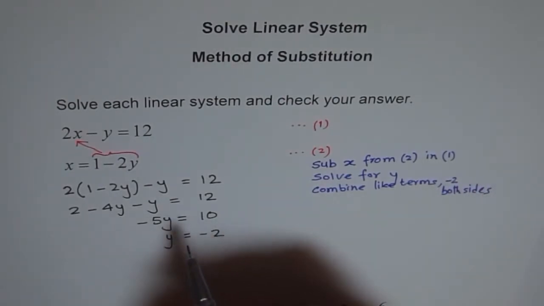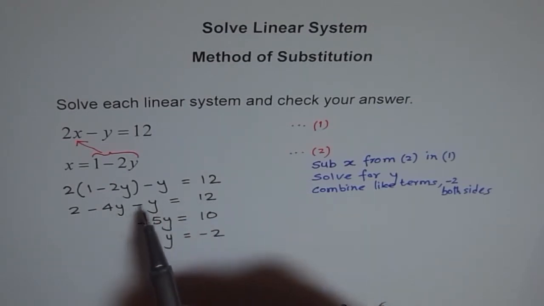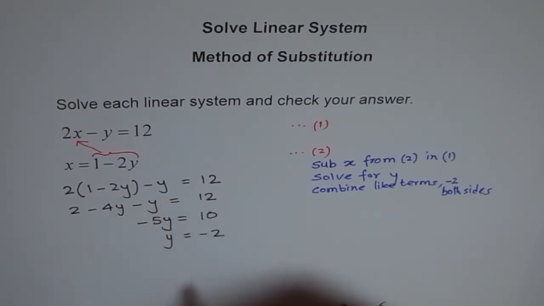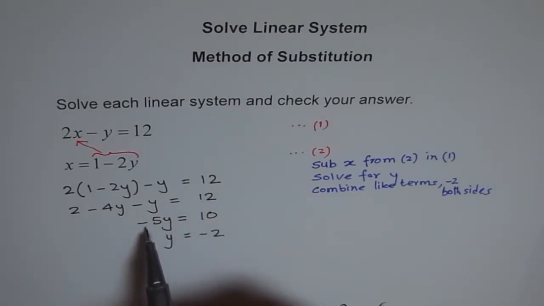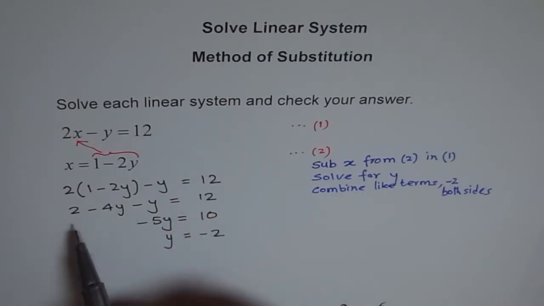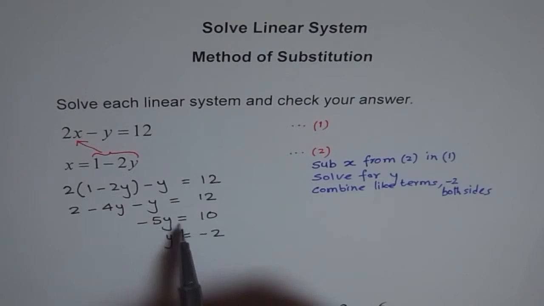So in our equation, if you do the same operation on both sides, then the equation doesn't change, right? So we did minus 2 on both sides. So this became 0. We combined like terms. This became minus 5. 12 minus 2 will give us 10. Correct? Now we got minus 5y equals 10.